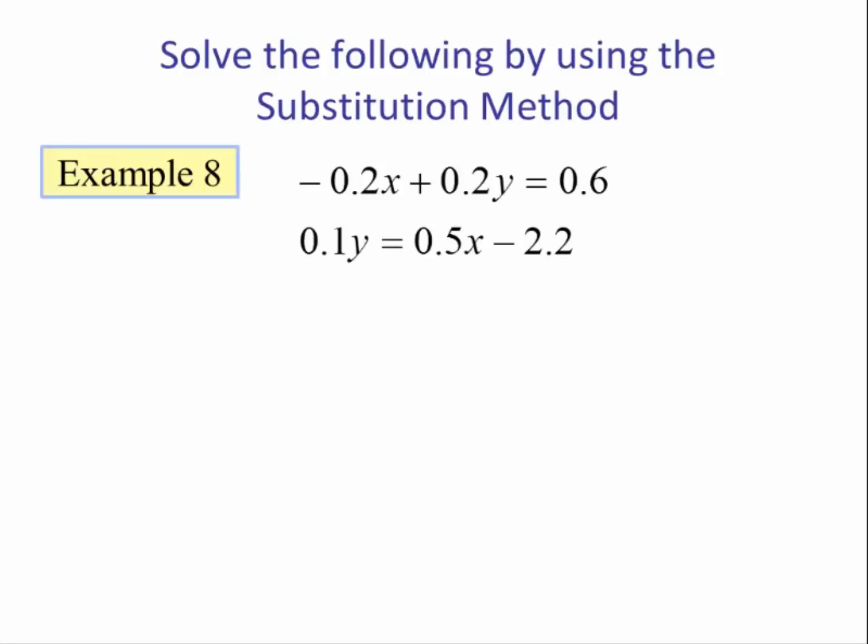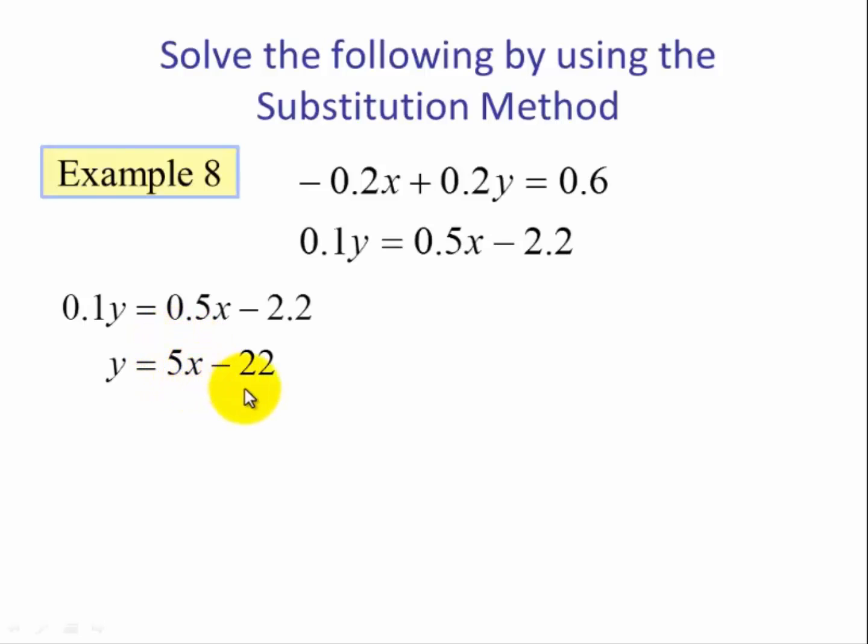-0.2x plus 0.2y equals 0.6. And we have 0.1y equals 0.5x minus 2.2. So here's our first example involving decimals. I'm going to take the second equation and multiply everything by 10, so that way this coefficient becomes a 1. So if we multiply everything by 10, we see this becomes 1y. 10 times 0.5 is 5, and 10 times -2.2 becomes a -22.